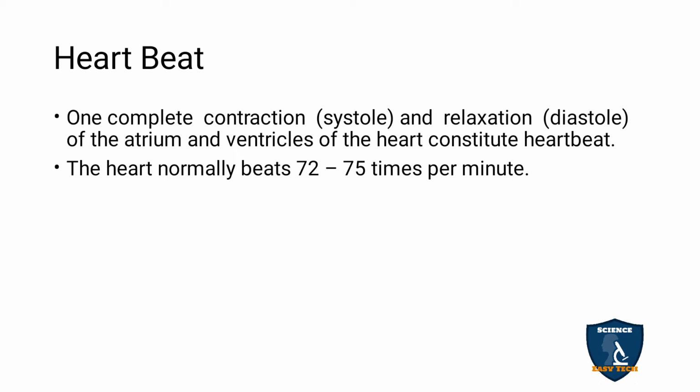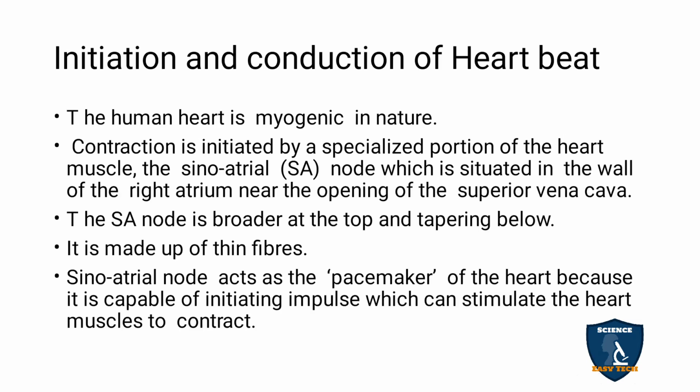Heartbeat: the complete contraction and relaxation of the atrium and ventricles of the heart constitute the heartbeat. So, as we know, the contraction and relaxation of the heart is called the heartbeat. For a normal person, the heartbeat is 72 to 75 times per minute. The normal heartbeat should be 72 to 75 times per minute. This they can ask in 1 mark.